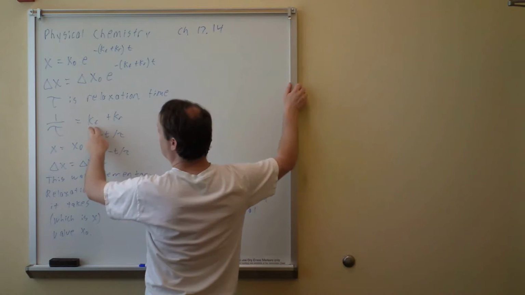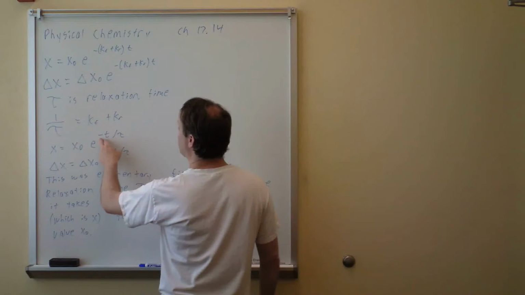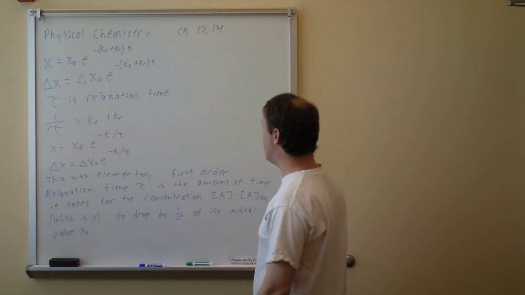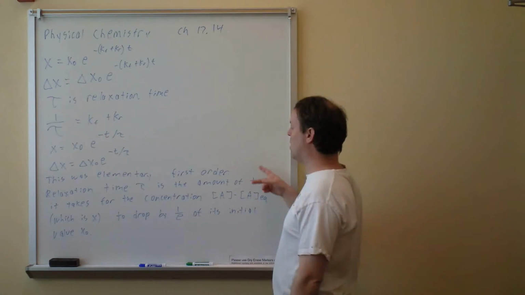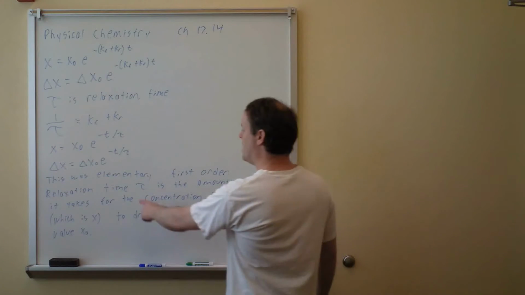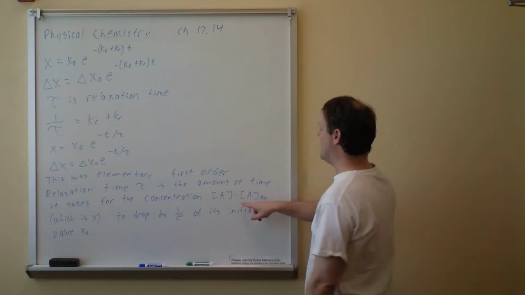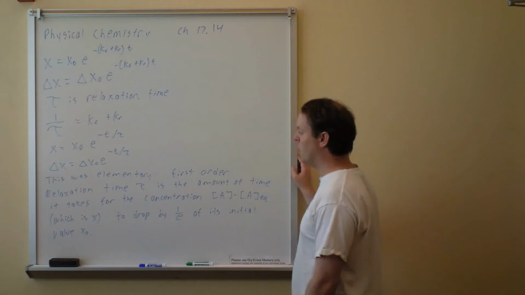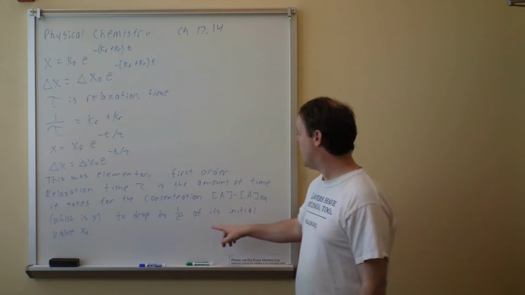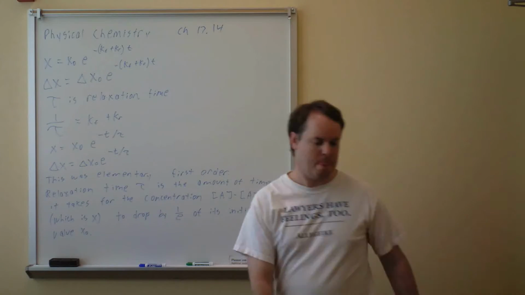1 over tau is equal to the forward rate constant plus the reverse rate constant. So we get x is equal to x naught times e to the minus t over tau. Or delta x over delta x naught is equal to e to the minus t over tau. Now all this we've been doing the past few slides, remember, was an example for a first order reaction, one elementary reaction. Relaxation time, tau, is the amount of time it takes for the concentration difference, A minus A equilibrium, which we defined as x, to drop by 1 over e, remember e is the natural number, about 2.718, of its initial value, which was x naught.